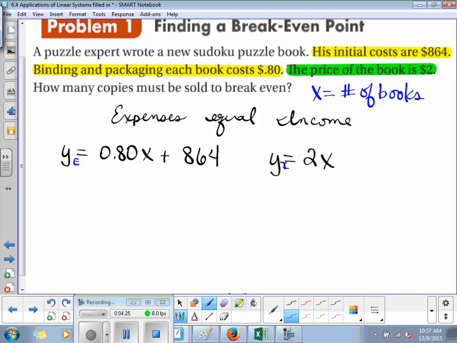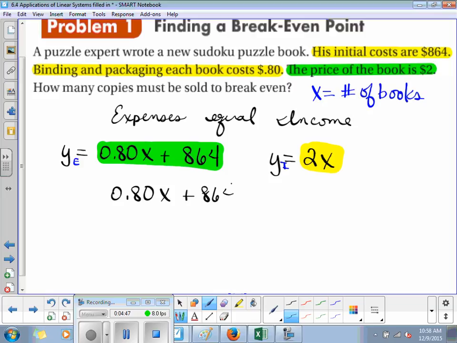Y sub e is just all of this, right? And that has to be equal to the income. So when we write our equation, we're going to write 0.8, so that's 80 cents x plus 864 is equal to 2x. And now we can solve for x, which is the number of books.